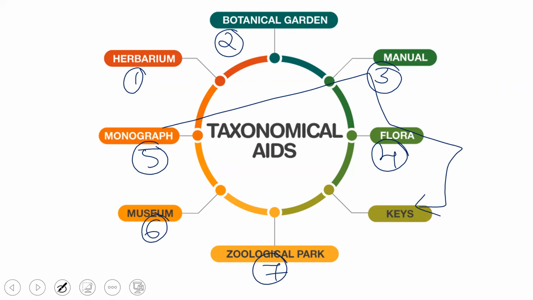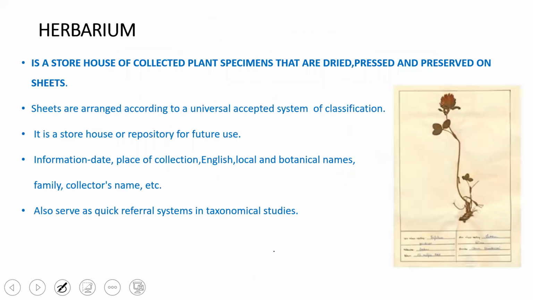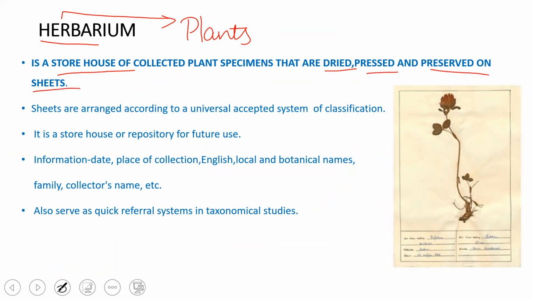Let's go ahead. So the first one is herbarium. As the word says, herb is something related to plants. What is herbarium? Herbarium is a storehouse of collected plant specimens, which are dried, pressed, and preserved on sheets.